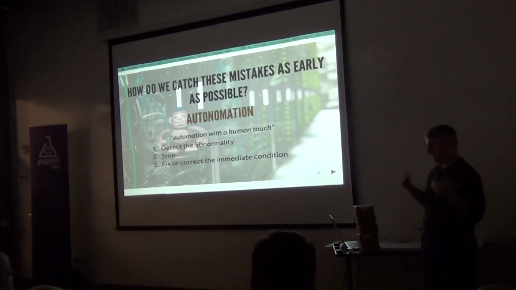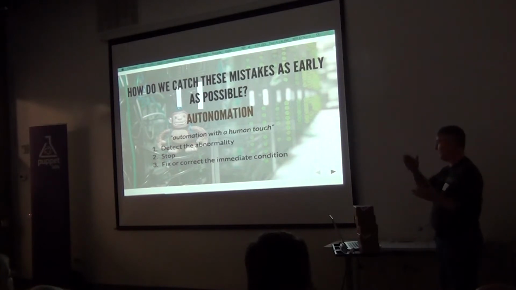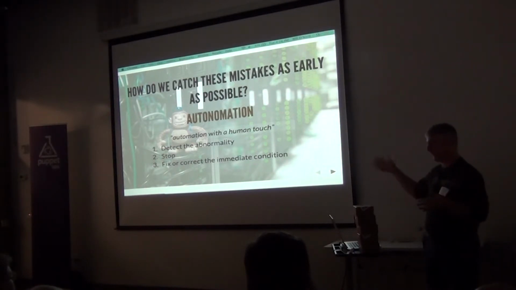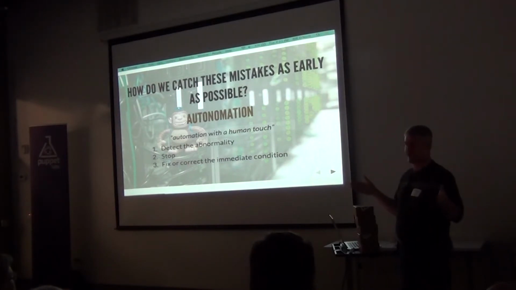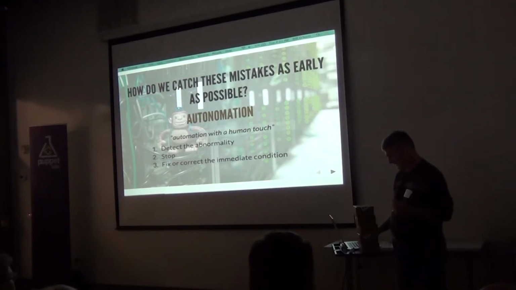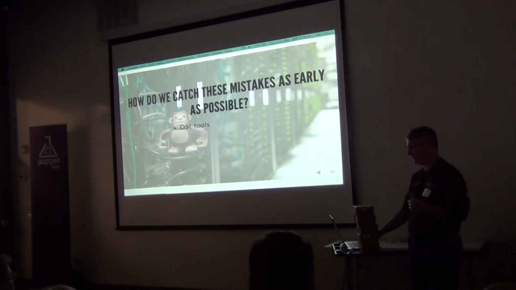We wanted to catch mistakes as early as possible and continue checking for the mistakes so that we don't get to the end of the line where we're deploying a server and realize, oh, we left the firewall rules open and anyone can SSH into those. Okay, so again, how do we catch these mistakes as early as possible?